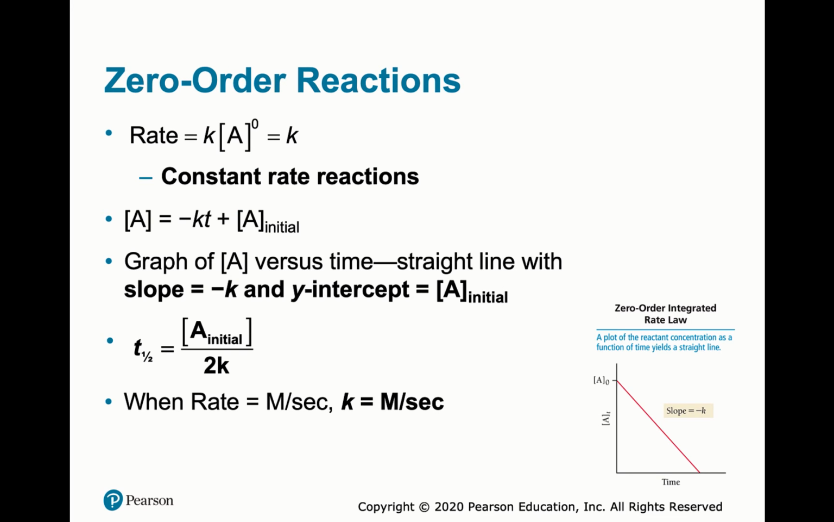Zero order reactions, these are constant rates. The concentration of A is minus kT plus the initial concentration, and it's just a straight line going down. So there's not really necessarily a need for the integrated rate law, if you will. To me it's kind of obvious, you're not really doing any calculus here. It's the integral of the rate. The rate is constant, and the antiderivative of a constant is just a line, a constant times the variable.